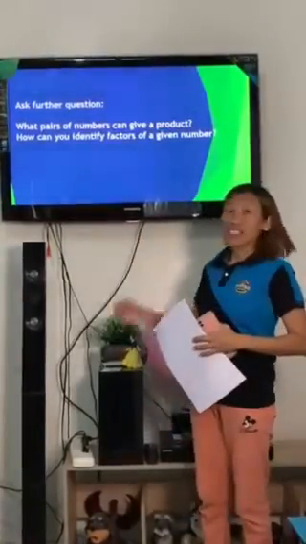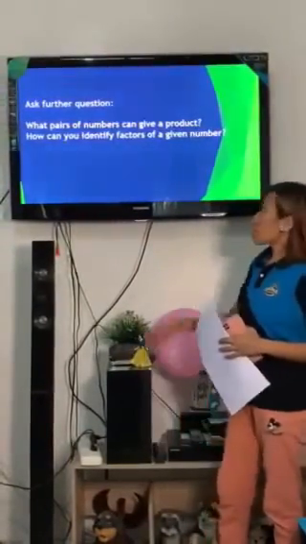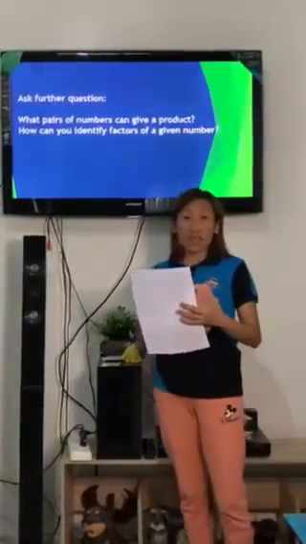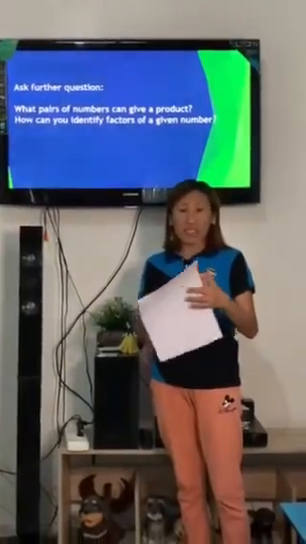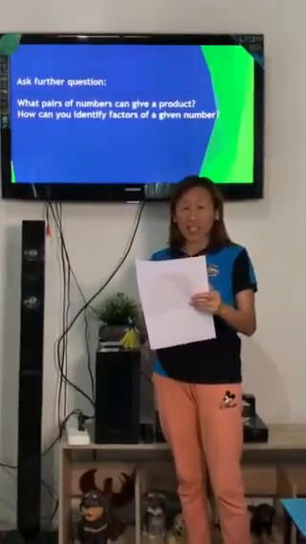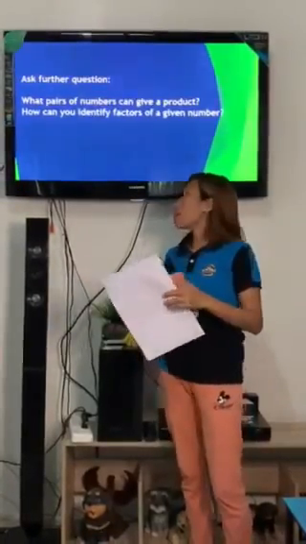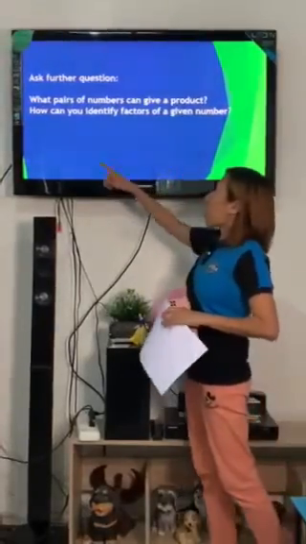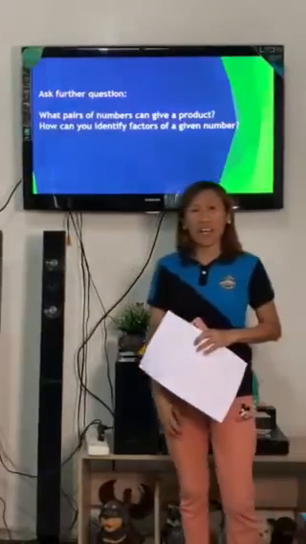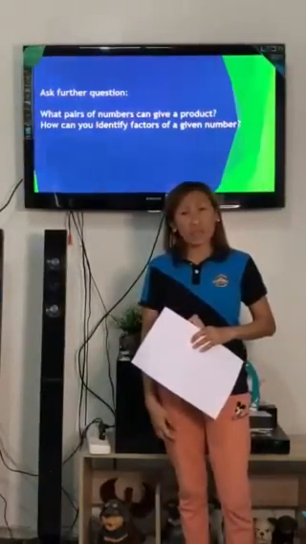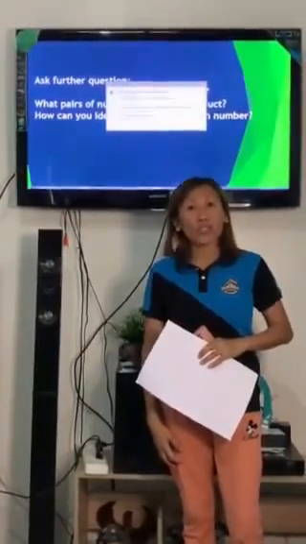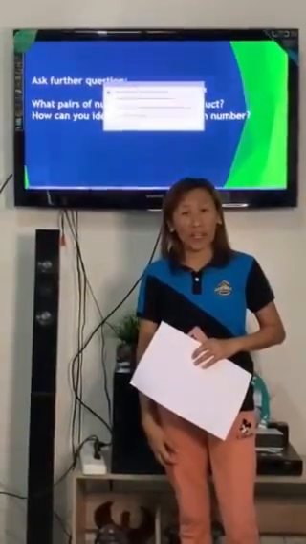Class, these are the questions. What pairs of numbers can give a product? The answer for that question are 1, 2, 3, 4, 6, 8, 12, and 24. And the second question, how can you identify the factors of a given number? Very good. Through multiplying a number.